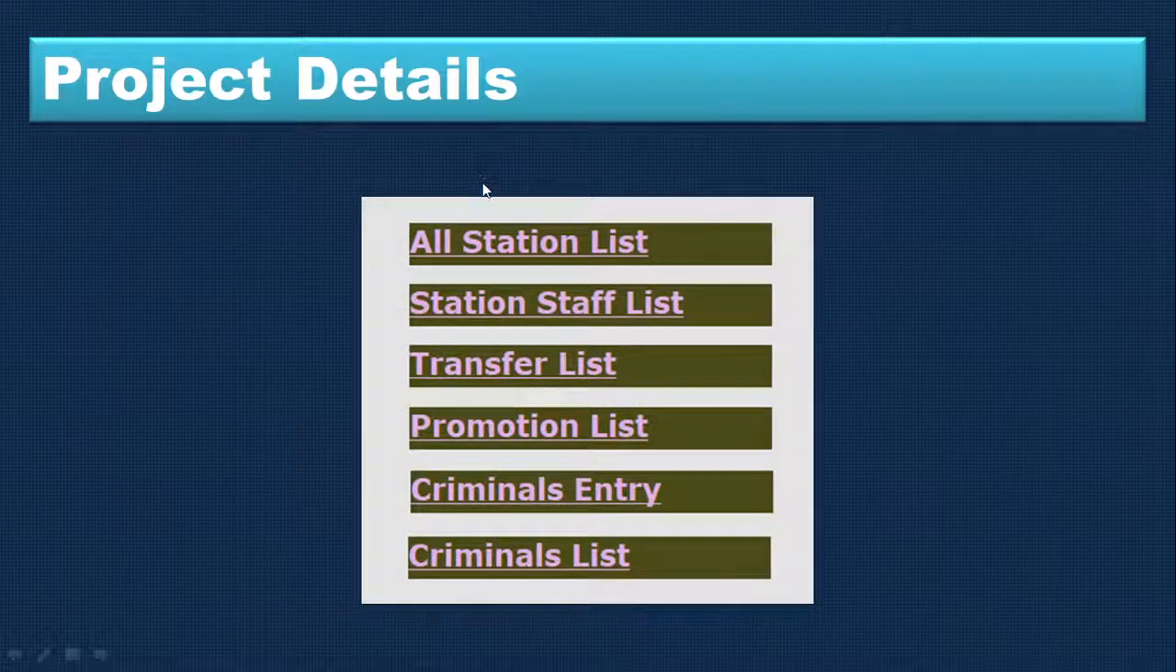When an employee logs into the station module, here you can see all the station list, what stations are there, the station staff list, who all the members are, and the transfer list, if any transfer takes place. The admin does the transfer, but here you can see the list. Then the promotion list, if there is any promotion. And these two extra options are provided here: they can enter all the criminal entries and also see the list. So these are the options provided in the station module.